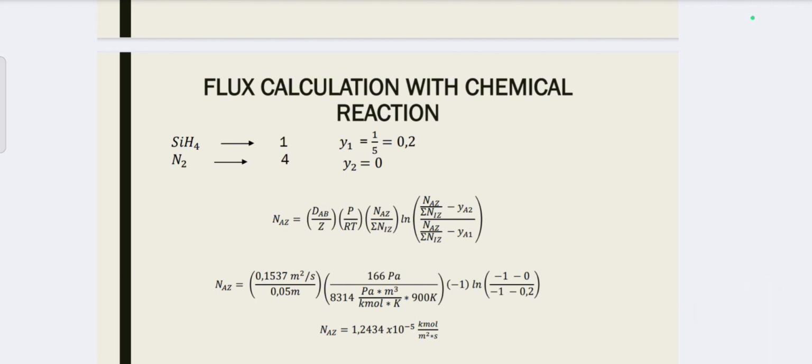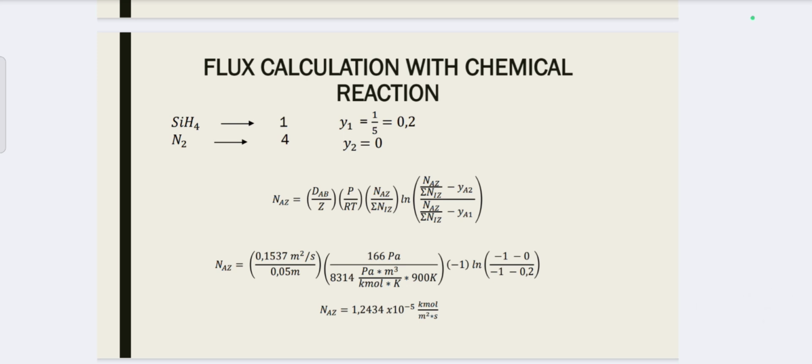The silane vapor flux is 1.2434 times 10 to the minus 5. And that will be the flux of silane vapor in the formation of the film. Thanks.